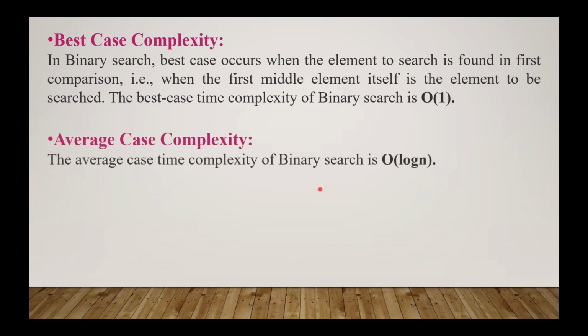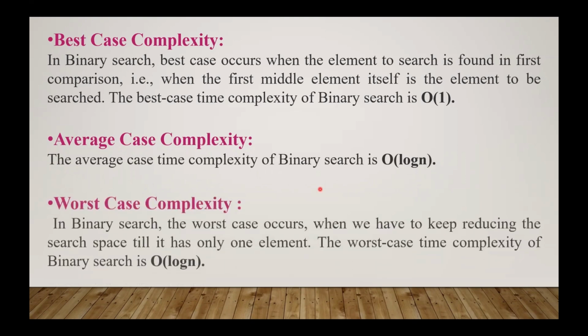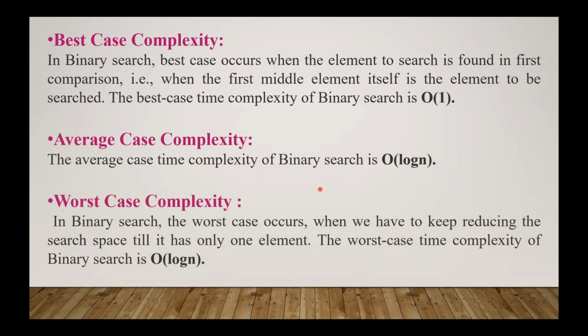Average case is order of log n because in each and every iteration, the number of comparisons is divided by 2. That's why the average time complexity is order of log n, compared to the linear search, which is order of n. That's why the time complexity of binary search is less compared to the linear search. In the worst case, it is order of log n.